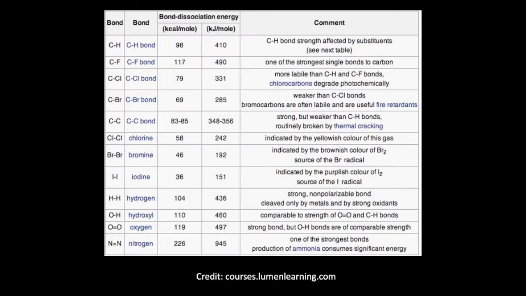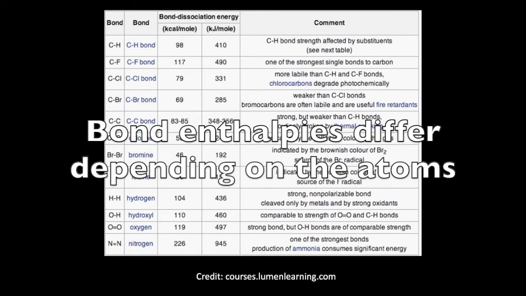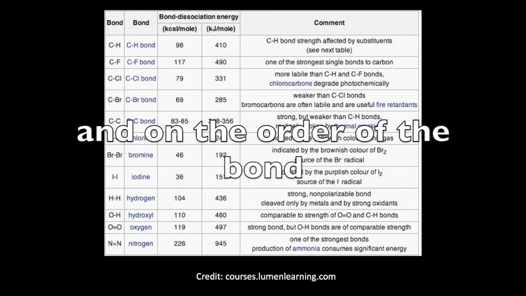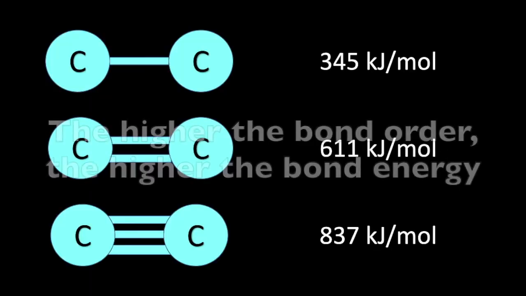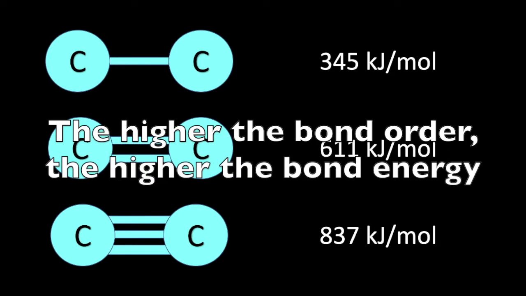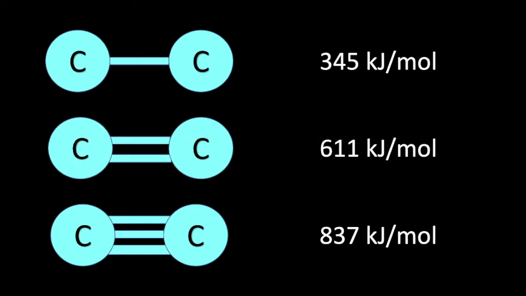Let's take a look at a table of bond enthalpies. Notice that the bond enthalpies differ depending on the atoms and on the order of the bond. In other words, whether it's single, double, or triple. The higher the bond order, the higher the bond energy, and this should make sense.